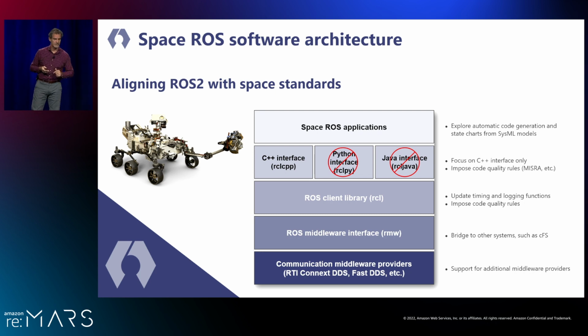And up above that, you have a ROS client library, or RCL. This is the C-based API that you can then wrap with different interfaces, whether it's C++, the RCL CPP, or Python or Java, so you can program ROS and then Space ROS through these interfaces. For Space ROS, it's not necessary to do the Python or Java interfaces. All the code is in C and C++, and that's typical for that type of system.